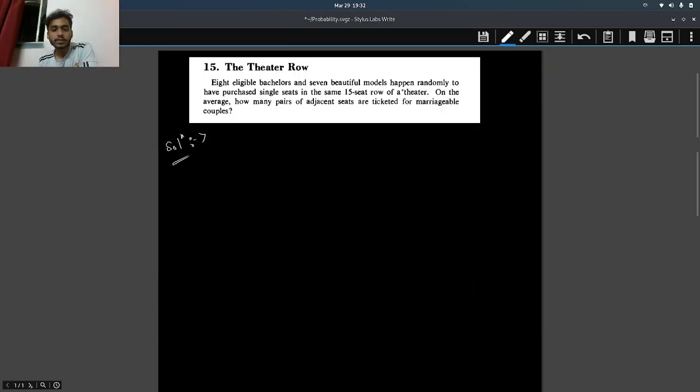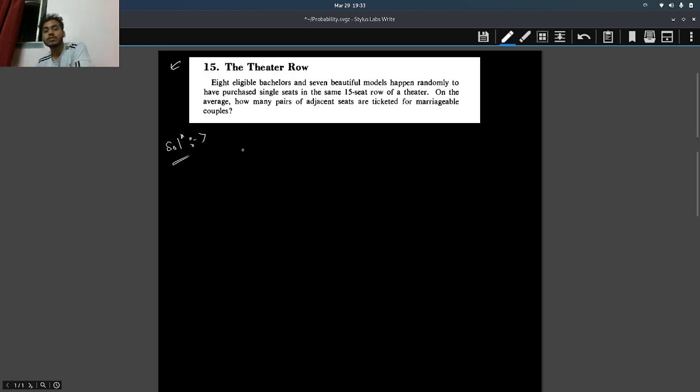So this is a question from 50 Challenging Problems in Probability. This is question number 15 of 50 challenging problems in probability, although it has more questions than 50, I guess. Anyway, this is the question. It's named the theater row.